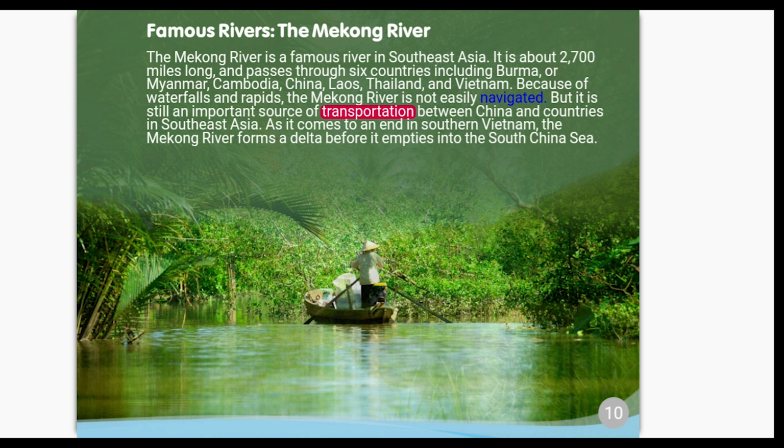of transportation between China and countries in Southeast Asia. As it comes to an end in southern Vietnam, the Mekong River forms a delta before it empties into the South China Sea.